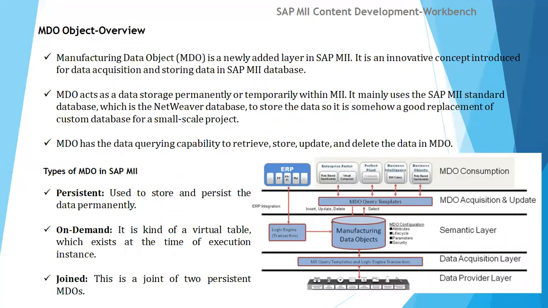Another object you can create in SAP MII is the MDO. MDO is nothing but a manufacturing data object. The manufacturing data object is a newly added layer in SAP MII, and it is an innovative concept introduced for data acquisition and storing data in the SAP MII database.